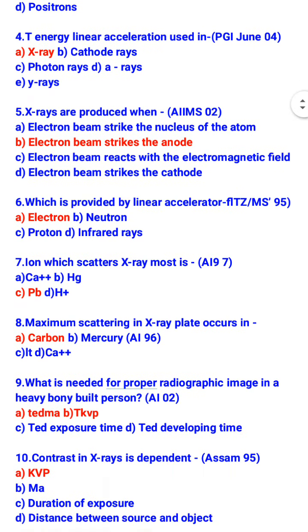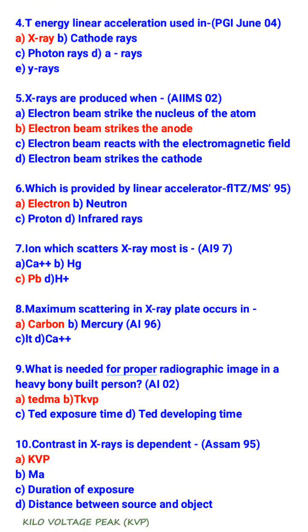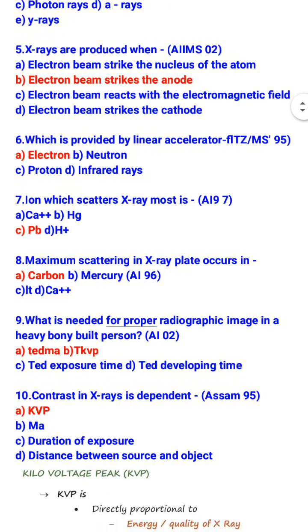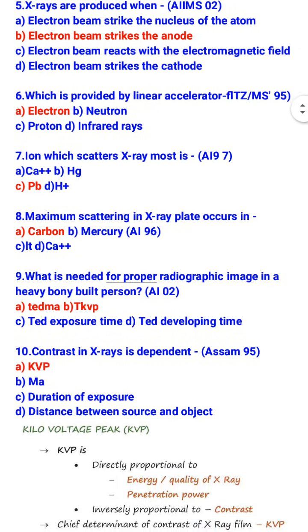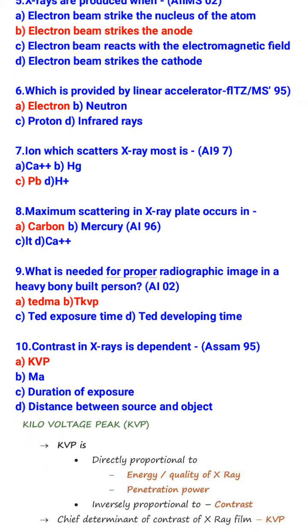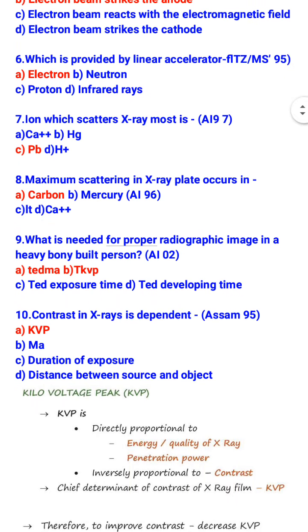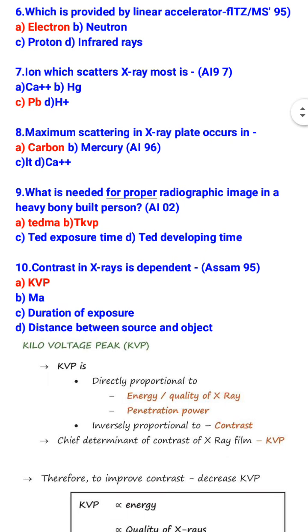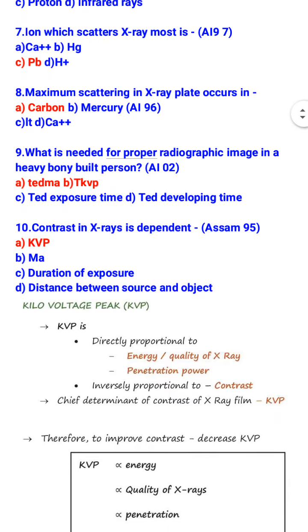The ion which scatters X-ray most is lead, and maximum scattering in the X-ray plate occurs in carbon. What is needed for a proper radiographic image in a heavy, bony-built person? Increased KVP. Contrast in X-ray is dependent on KVP.